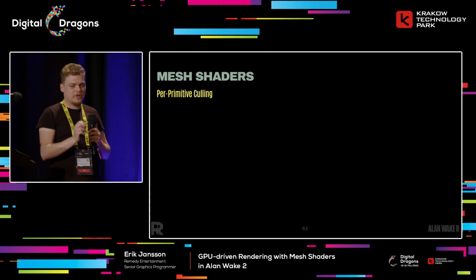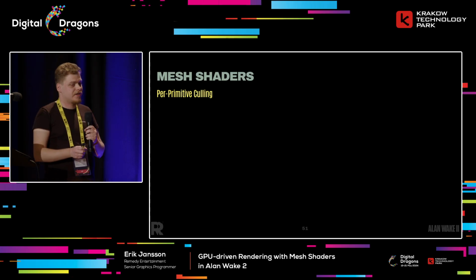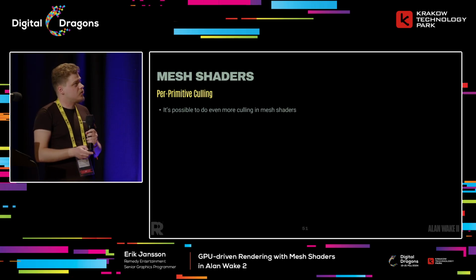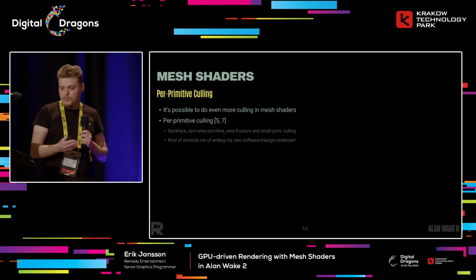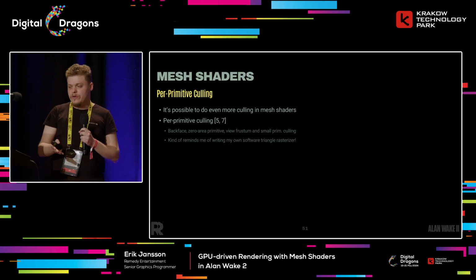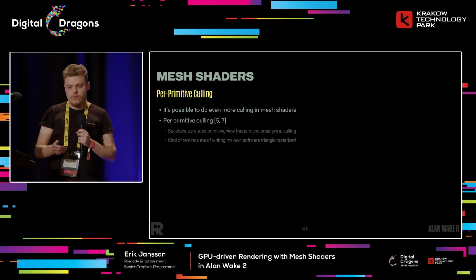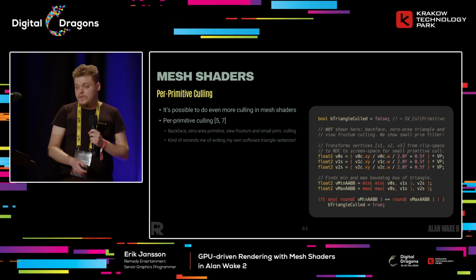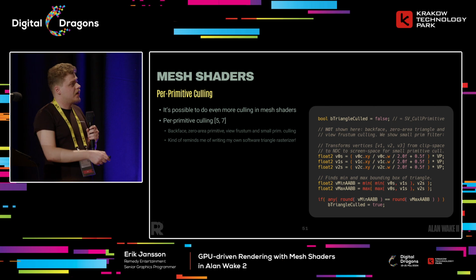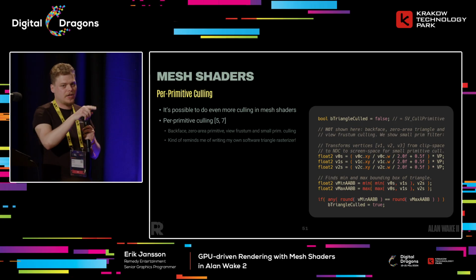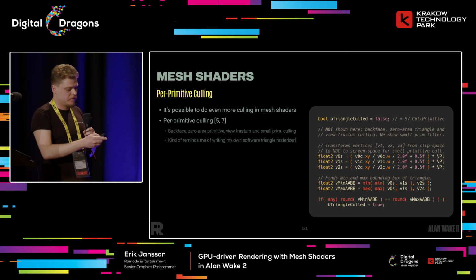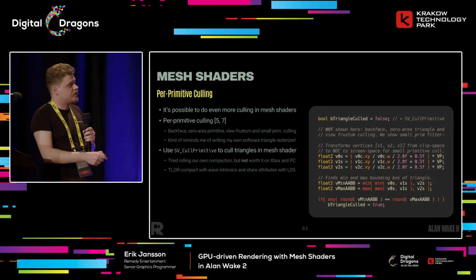There is something that you can do in a mesh shader, though, which you cannot do in a regular vertex shader, besides the better culling, and that is per primitive culling. So it's possible to do even more culling besides the culling which we have already done in a mesh shader. This is something called per primitive or per triangle culling. You can do backface, zero area, essentially anything that you could do in a soft triangle rasterizer. This is an example of the small primitive filter culling. I'll not really go over all of this. The idea here is that if a triangle doesn't straddle any of the sample points in a pixel shader, we can throw it away.